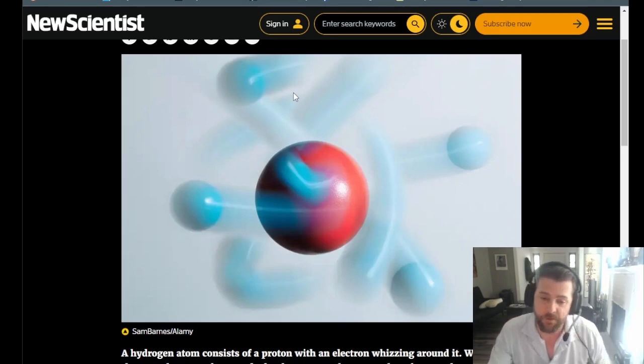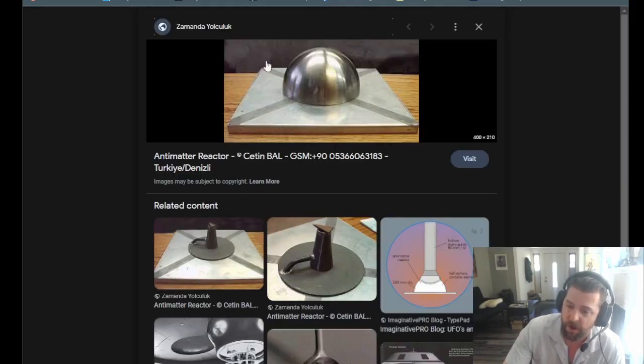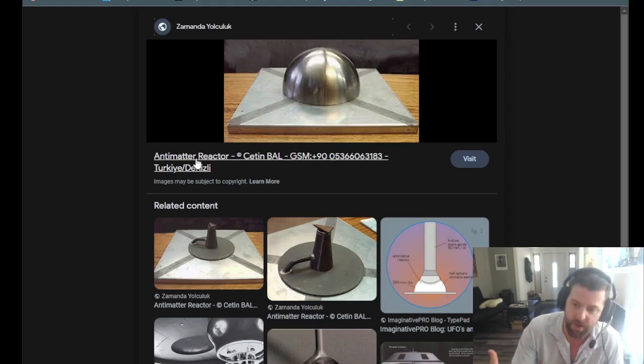And Bob Lazar says this is exactly what he saw when he worked on the alien spaceships in Area 51. Okay? Bob Lazar, he worked on this reactor, and this is a mock-up of the reactor. It's not a real reactor. It's not a functioning reactor. It's something he just built to show you what it looked like.